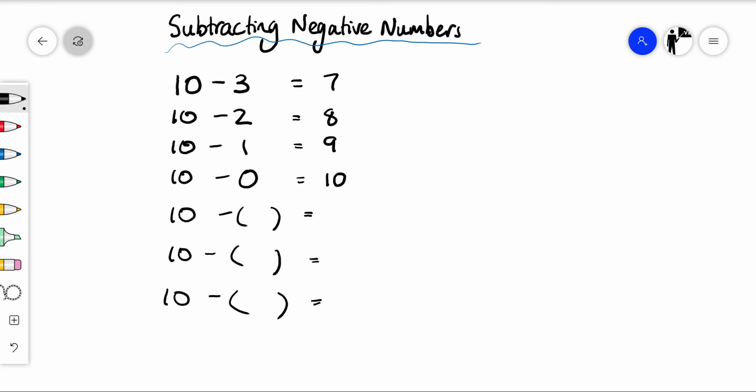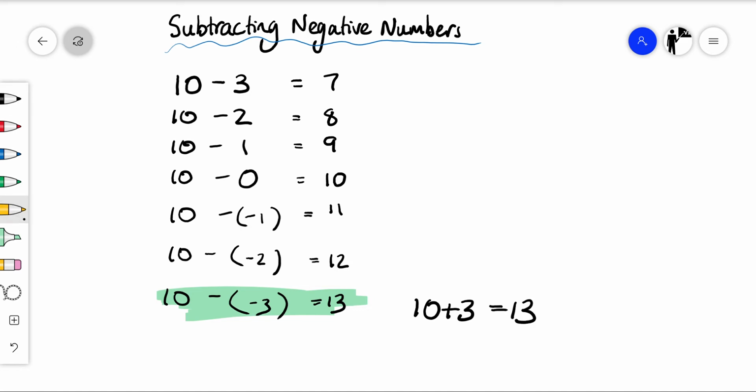Do you notice how we're going 3, 2, 1, 0? So if we continue that pattern, it would go minus 1, minus 2, minus 3. Let's have a look at the pattern in our answer. It's going 7, 8, 9, 10. Well, it must go 11, 12, and 13. If we examine this one down here, 10 subtract negative 3 is 13. That's strange because we know that 10 plus 3 is 13. It appears that this operation here is the exact same as this operation here.